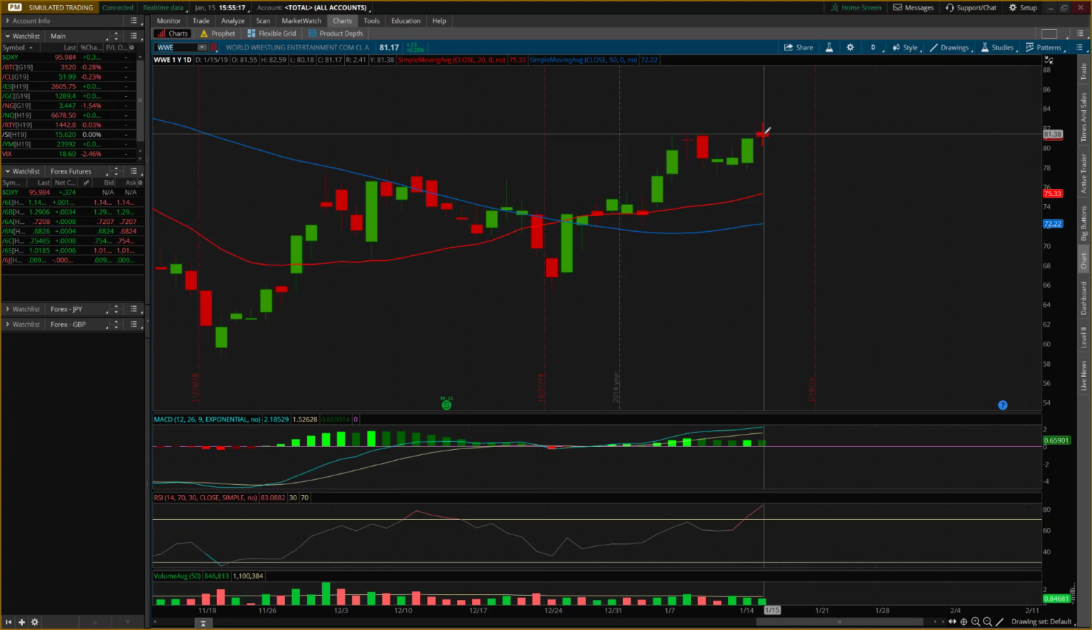We want to get in when we see momentum coming into it. So we don't want to buy if it goes down tomorrow. We don't want to buy if it goes sideways tomorrow. We only want to buy as it goes up in price tomorrow.